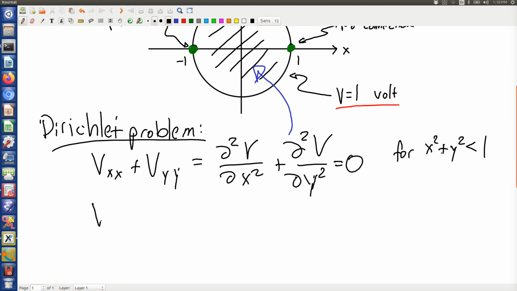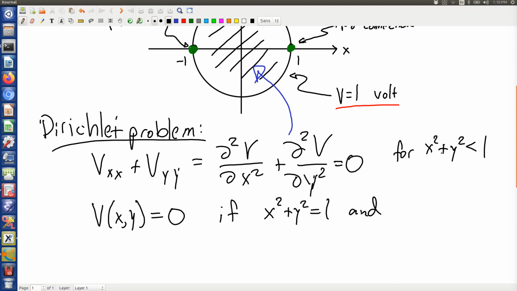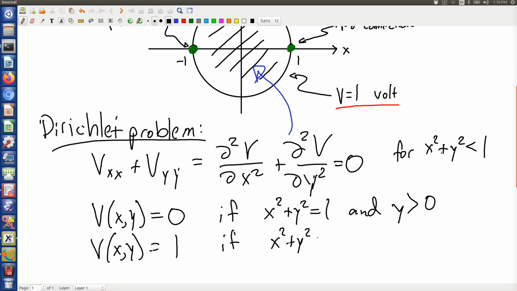And the voltage is equal to 0 if x squared plus y squared is equal to 1 and y is strictly positive, and it's equal to 1 if, again, you're on that boundary circle and y is negative. And when y is equal to 0 and you're on the boundary circle, we have no information. Okay, so that's the setup. That's the problem we want to solve.